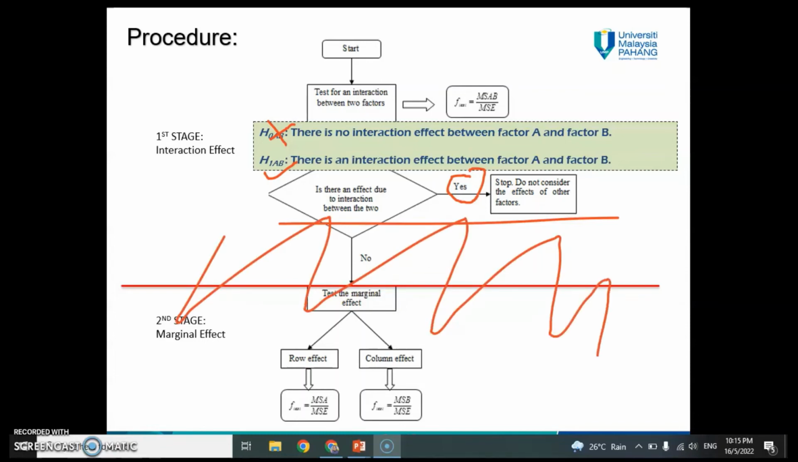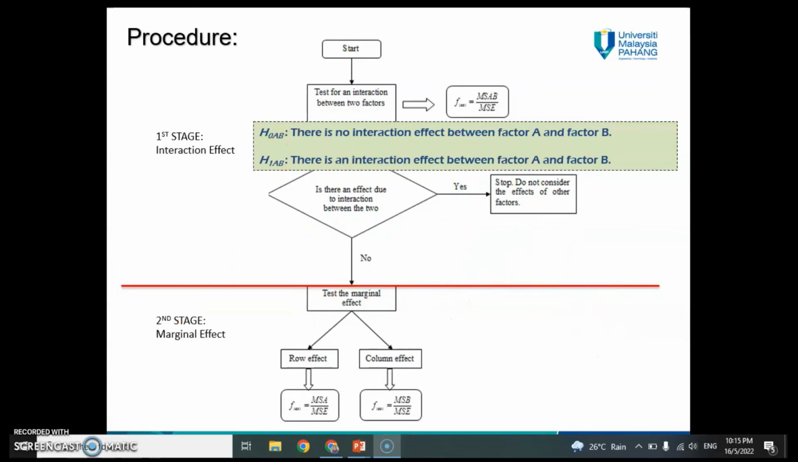If your first stage hypothesis testing gives you reject H null, meaning that there is interaction effect between A and B, so your two-way ANOVA analysis stops here. Your two-way ANOVA analysis ends at this first stage. You don't need to go into the second stage. So that is if the decision in your hypothesis testing here is to reject H null.